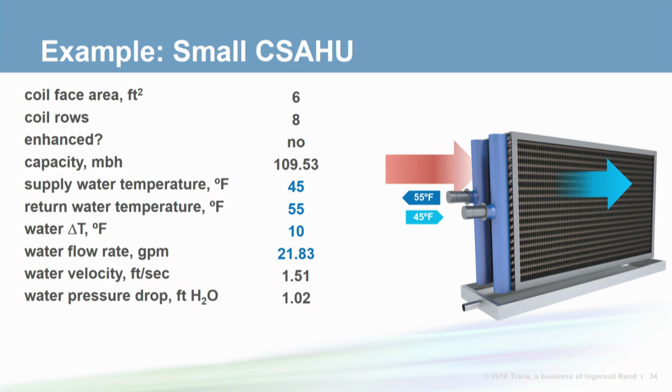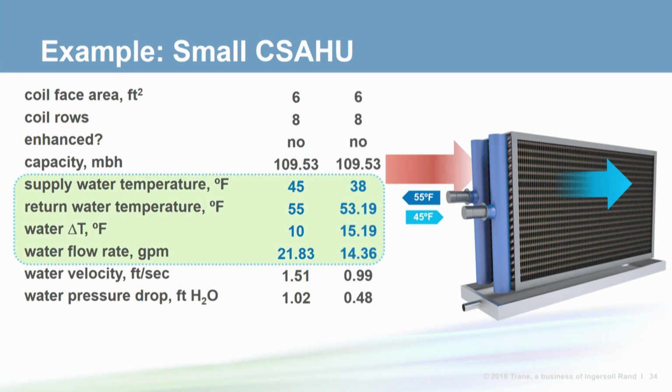Keeping the airside conditions and the coil's physical properties the same, we can see that a 15-degree delta T drops our flow down to about 14 GPM, or a 34% reduction in flow. However, we now need 38-degree entering water to meet this higher delta T. This 7-degree drop would really work the chiller hard, and overall system energy use would need to be reevaluated to see if this change is even worth it.